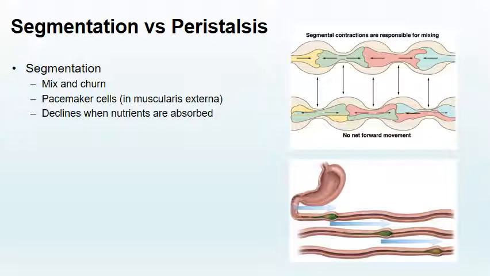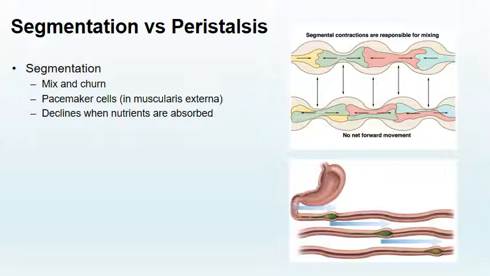We have the presence of pacemaker cells. Those pacemaker cells set the contraction pace. Usually we get contractions at about 12 times per minute in the duodenum, and then they reduce as we move down and into the ileum. Once we're in the ileum, we don't need to be moving as much because we're not doing digestion and absorption to the same level. When the nutrients have been absorbed, which again is as we move towards that ileum, we reduce the rate of segmentation.